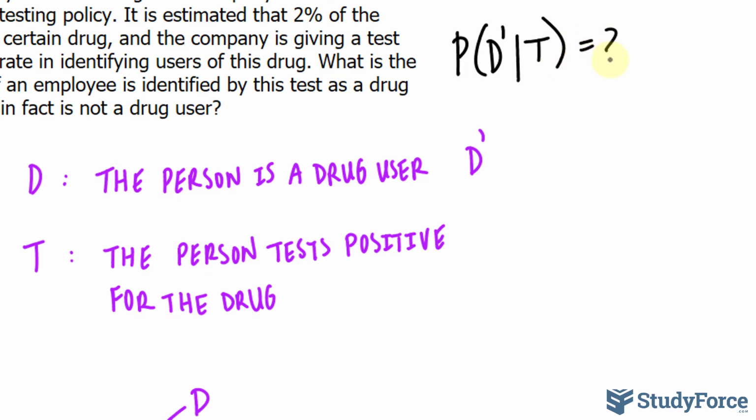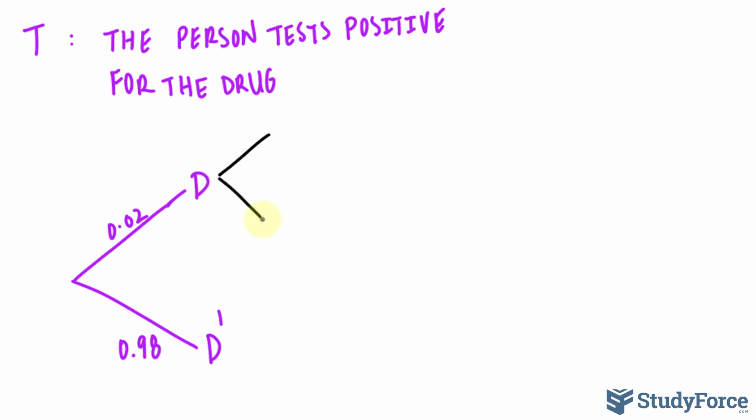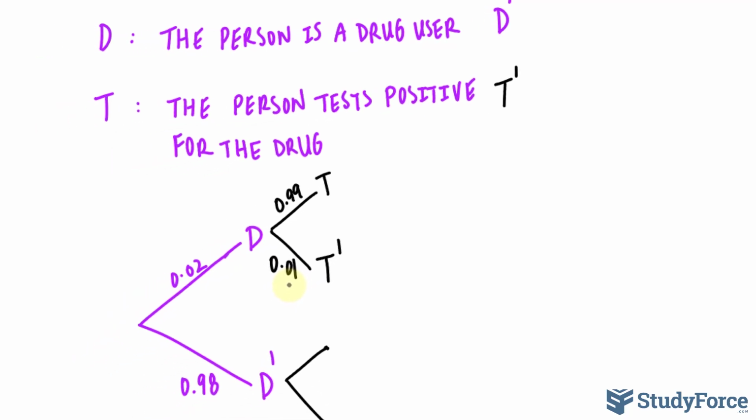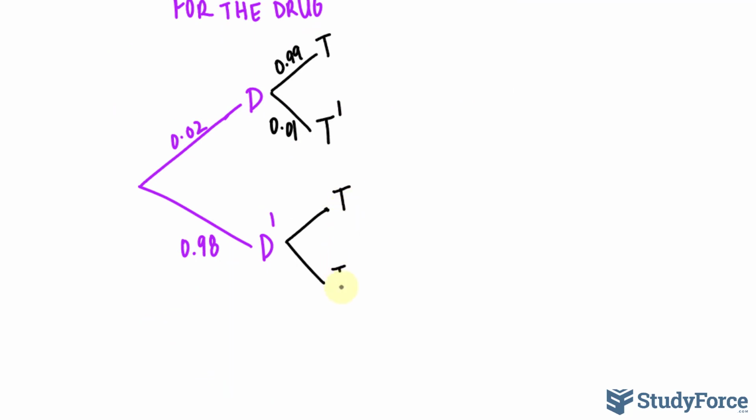So to continue building our tree, now we have two branches for each of these nodes. This branch will be that the person tests positive. There's a 99% chance that it will be accurate according to the test. And for this branch, we'll write down T prime, which is the opposite. T prime being that the person doesn't test positive for the drug. And that chance is 0.01. That's how confident the test makers are with their test. The same two events can be written here. The probability of this one is 0.01, and the probability of that is 0.99.